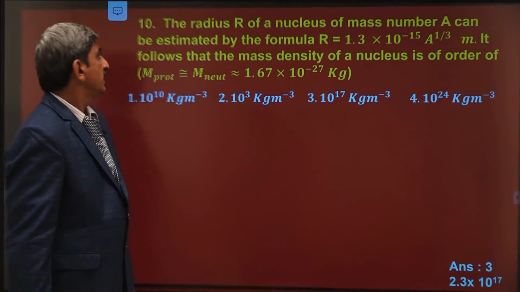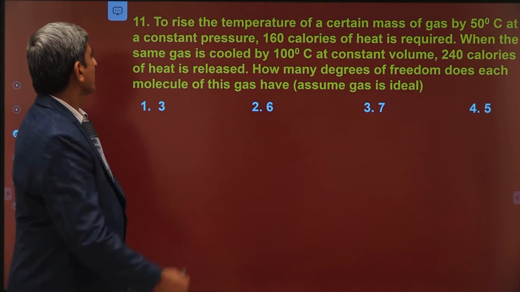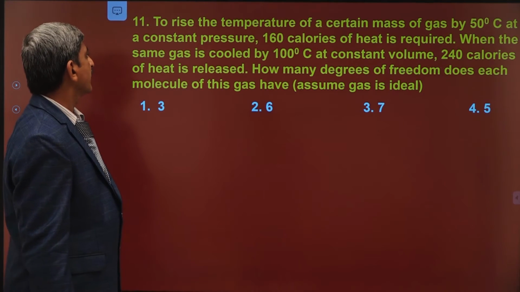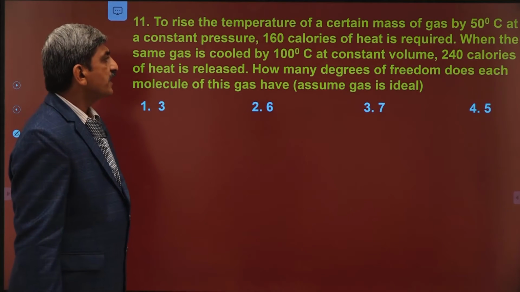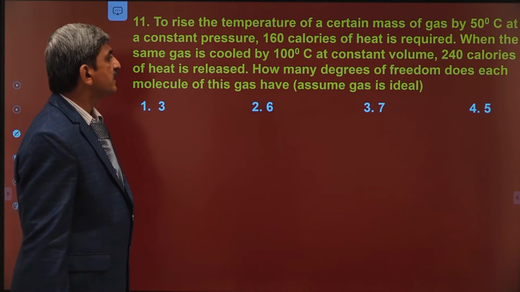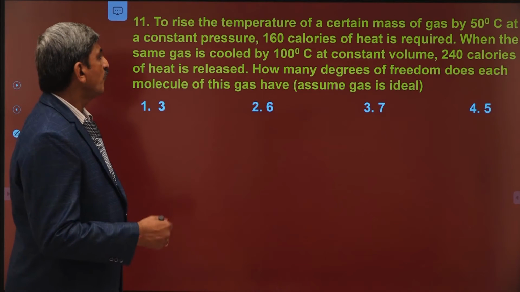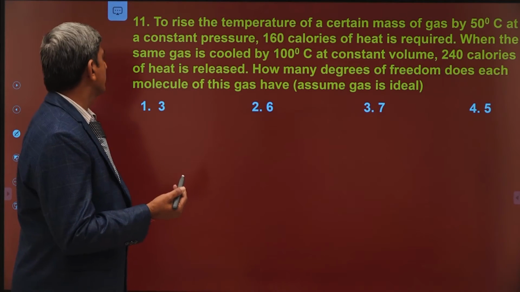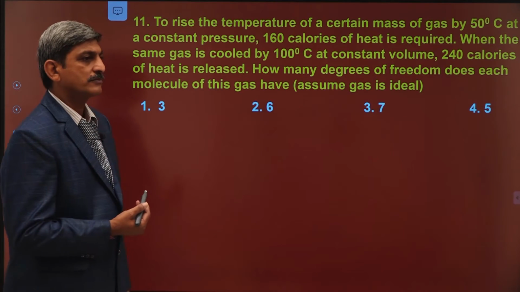Now come to the next one. To raise the temperature of a certain mass of gas by 50 degrees centigrade at a constant pressure, 160 calories of heat is required. When the same gas is cooled by 100 degrees centigrade at constant volume, 240 calories of heat is released. How many degrees of freedom does each molecule of this gas have?